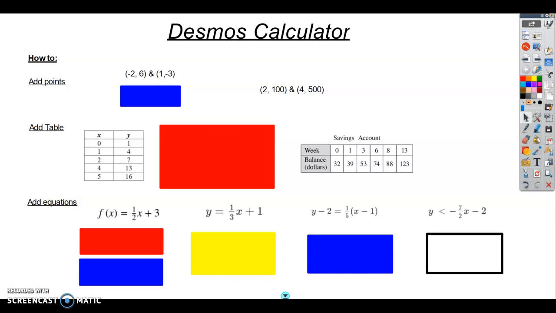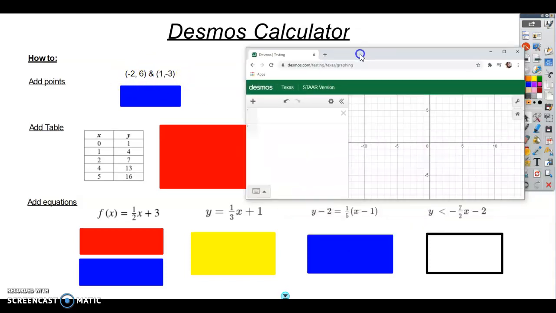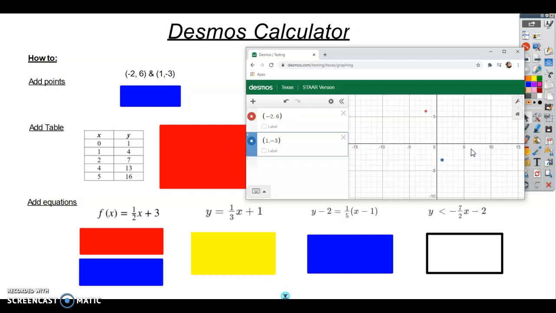So let's say you don't understand a problem, but they gave you something like right here. How can I add points? If they gave me 2 points, what can I do with them, right? So you would just type those 2 points in Desmos. -2 comma 6, and I like to put the next one underneath it so it gives me a different color. 1 comma -3. Okay, and so one of my points is now red, the other one is blue, and you can zoom in and zoom out to look at them.